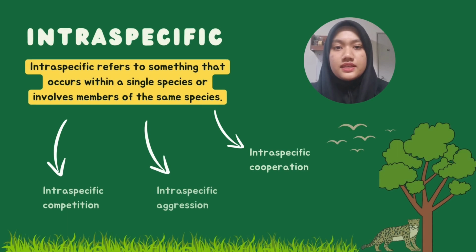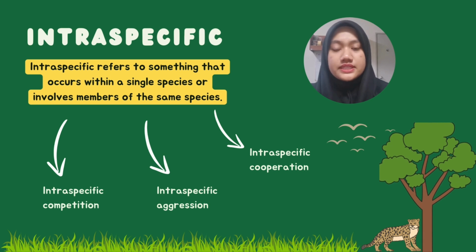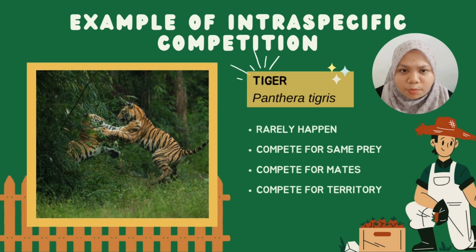What is the meaning of intraspecific? Intraspecific refers to something that occurs within a single species or involves members of the same species. There are some examples of intraspecific, which are intraspecific competition, second one is intraspecific aggression, and the last one is intraspecific cooperation. This is the example of intraspecific competition.